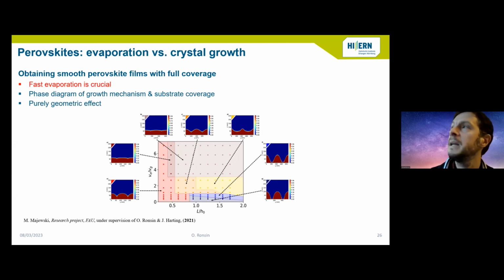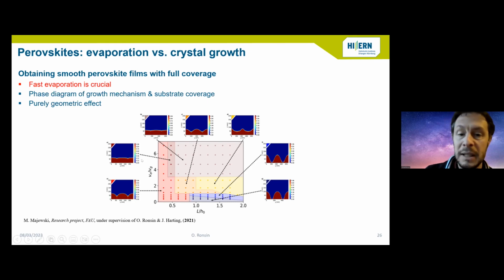And here what we did is that we placed two growing crystals in a drying film, and we checked which kind of final morphologies we observed depending on the crystal density, this is the x-axis, and depending on the ratio of the evaporation rate to the growth rate of the crystals. And so the snapshots here show you what kind of final morphologies you can get, from very smooth, nice films, what you would like to have, to very rough films, and even films with pinholes at the bottom right.